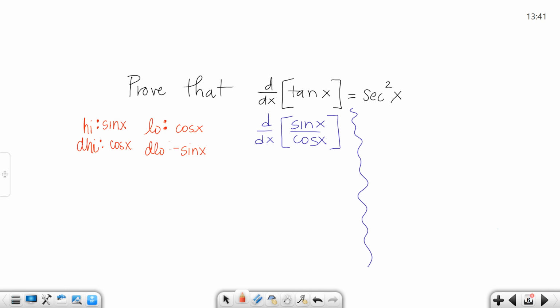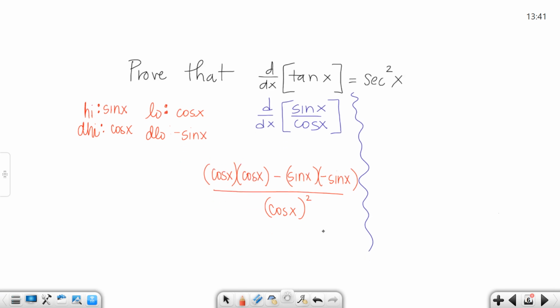Okay, so let's take the derivative over here on the blue side. We would say low d high minus high d low over low squared. Low d high minus high d low over low squared.